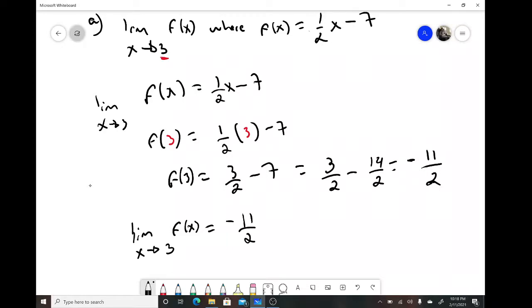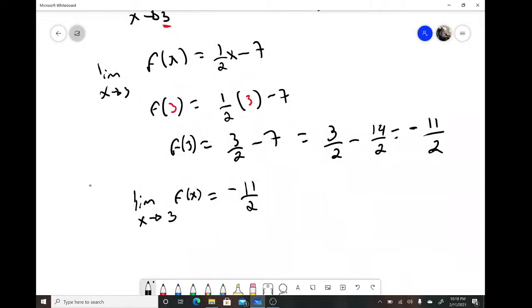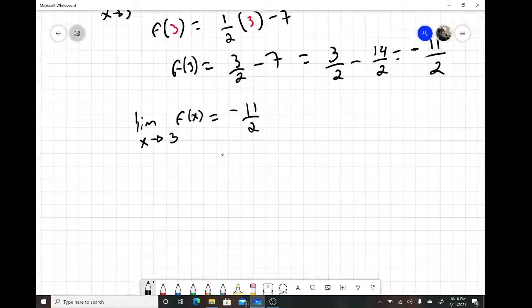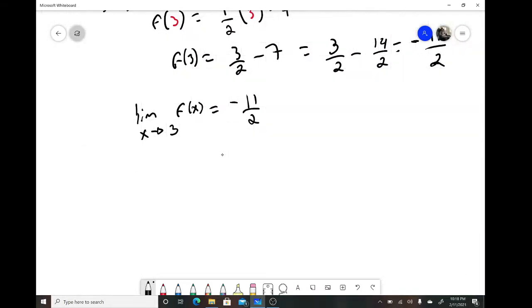So this is much simpler than trying to plug in and estimating values for the function. If you were to plot this function, you will also notice that the limit calculation that we did is completely correct. So you can also still plot it and verify your work. Let's do another one.